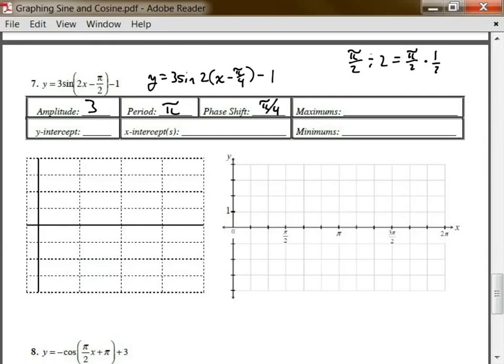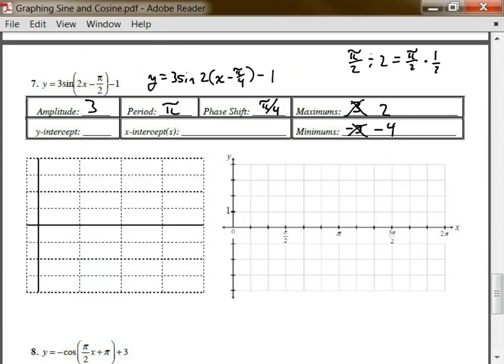Our maximums, well, normally it would just be 3 and negative 3, but this time we have a minus 1. So the whole thing shifts down. It's not going to be 3 anymore, it's going to be 2. It's not going to be negative 3 anymore, it's going to be negative 4. You just have to subtract 1 from each of those, no problem.